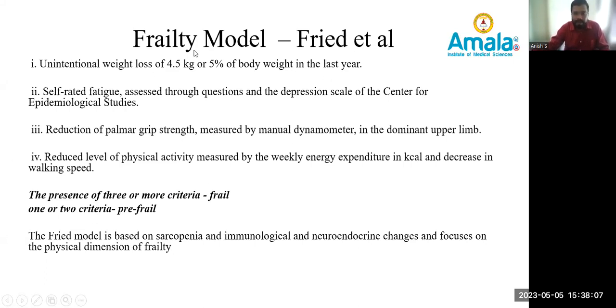And according to the Fried et al. criteria, the presence of 3 or more criteria makes them frail. 1 or 2 criteria makes them pre-frail. That means they are prone to adverse events in the future. And it is based on sarcopenia and immunological and neuroendocrine changes, and focuses on the physical dimension of frailty. So one model that I would like to quote here is the Fried et al. model of frailty.